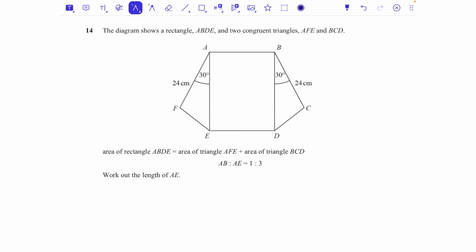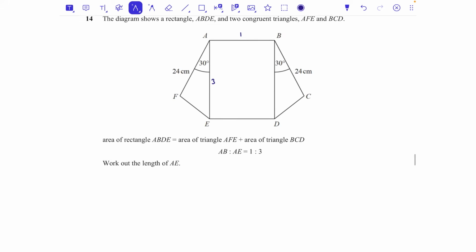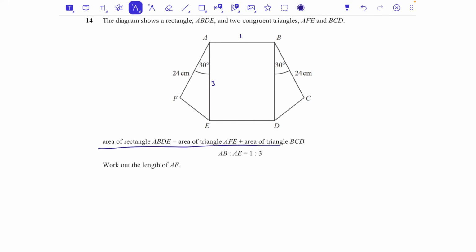and AB to AE is in the ratio 1 to 3. So this side, 1 to this side, 3 in that ratio. Work out the length of AE. Now, I've got a lot of missing information here, but I do know that this is true. So I can write an expression or an equation for this.